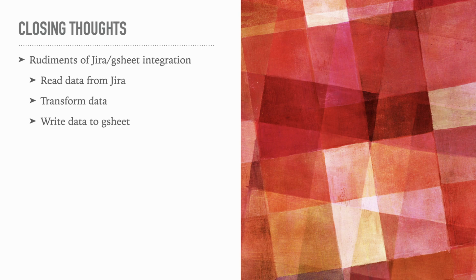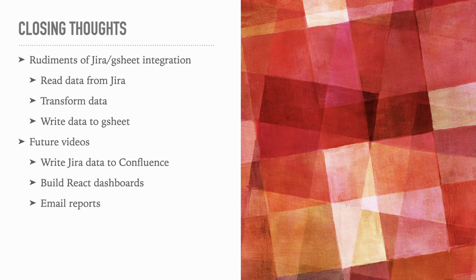And it gives you a sense of how to integrate Jira data with other data sources and other places where you can share data. We'll also go over how to write this to Confluence in a future post. And when we start getting into Forthic React, I'll show you how to build dashboards that present that information graphically. And once we have email, then we can email them out. So there's all kinds of different things that you can do with Forthic and with your Jira data.